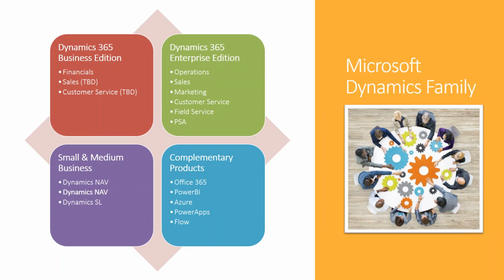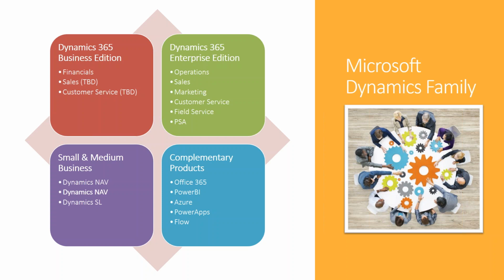So where we're at today, we're in the small and medium business category. And there are 3 products, Dynamics GP, NAV, and SL. Even though it says NAV twice, that first NAV should say GP. And today we're going to look at NAV. We do webinars for the other products, so you can find those on our website.